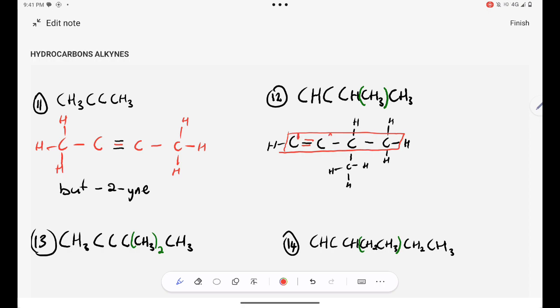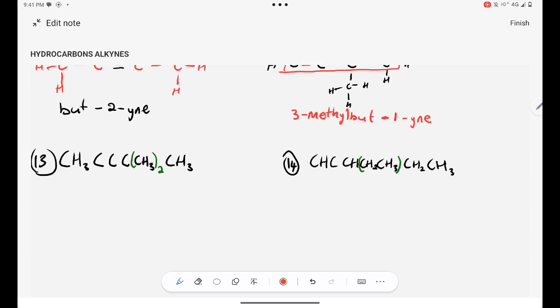This will be carbon number 1, 2, 3, and 4. I know that at carbon number 3, I will have a methyl. The parent chain has 4 carbons, so the prefix will be but. And then between carbon number 1 and 2, I have my triple bond, so I'll simply write 1-yne. The IUPAC name of this will be 3-methylbut-1-yne.